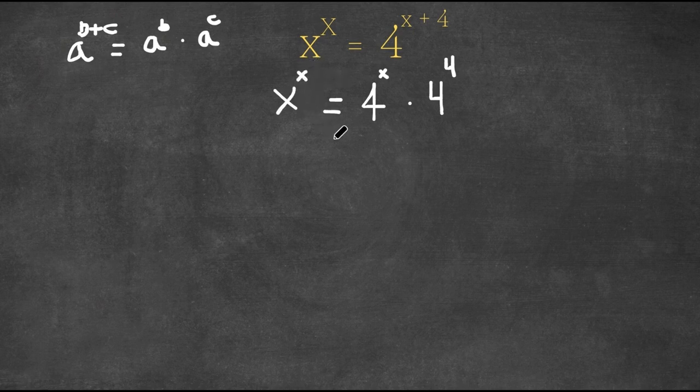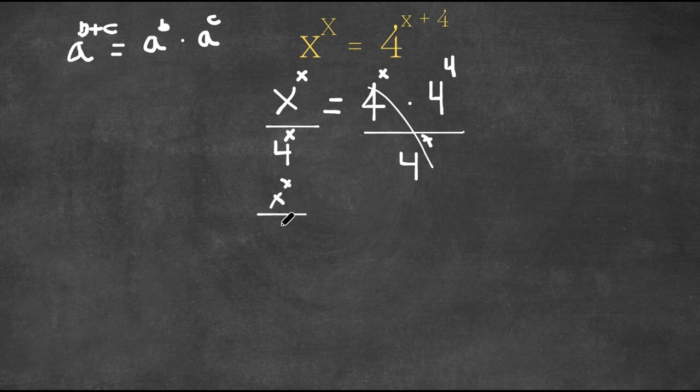Now what we're going to do is divide both sides by 4 to the power of x. If we divide this side by 4 to the power of x, then what we do on one side, we have to do the other side. And these two cancel out, so we're left with x to the power of x over 4 to the power of x equals 4 to the power of 4.